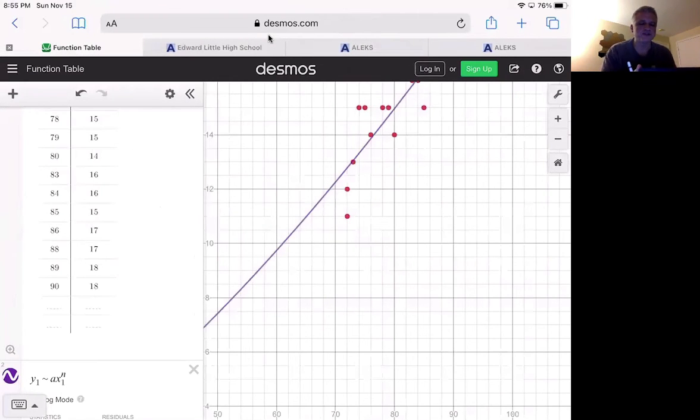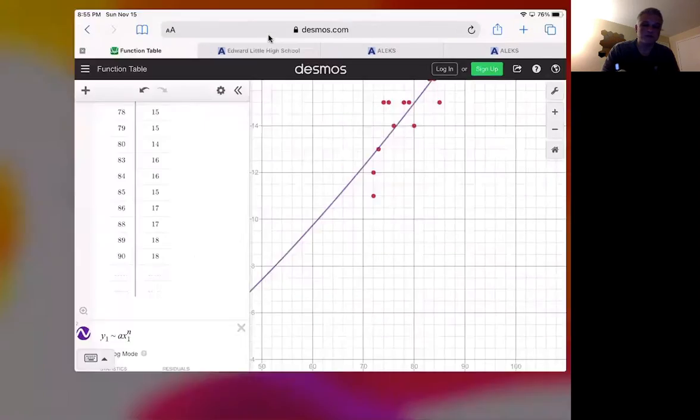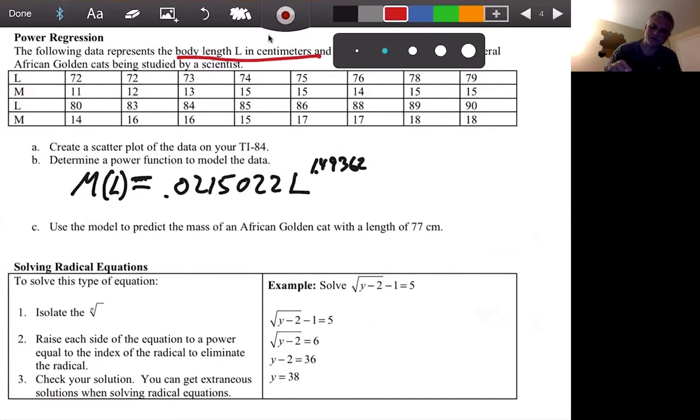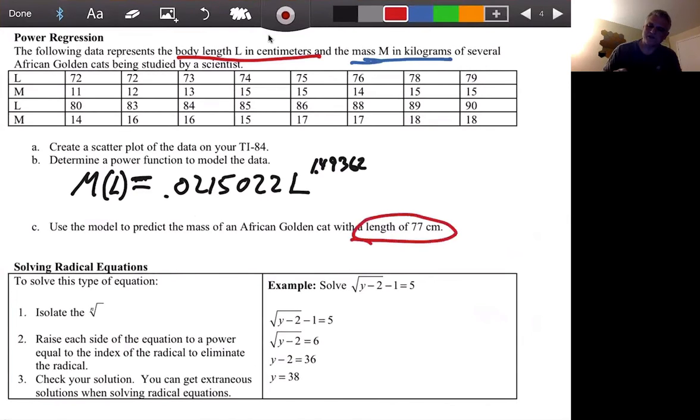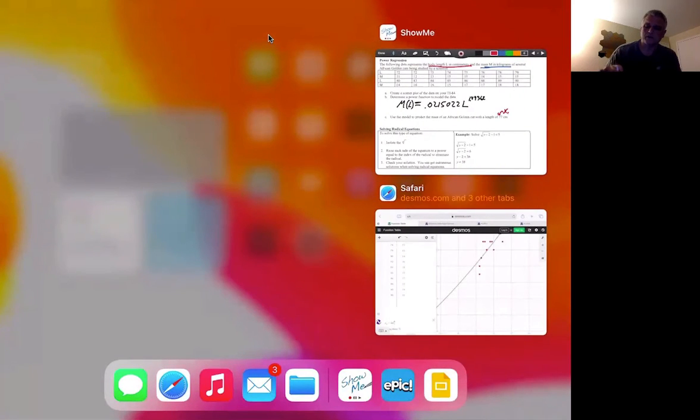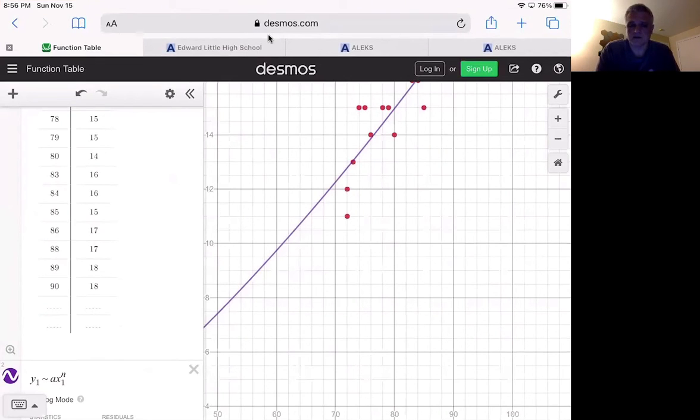Right, now, as much as I love the TI-84s, and the TI-84 would be great to just go to the table. Okay, if we look at this next question and we say length of 77, well, the length was the independent variable, like our X coordinates usually. Okay, so if this was my X or X1, we want to know what is the mass of the African golden cat according to this regression equation. What is the mass of that cat if the length is 77 centimeters? Good question, okay? Well, as I said, you could just go to your table if this were a TI-84, but the table doesn't help you much in Desmos.